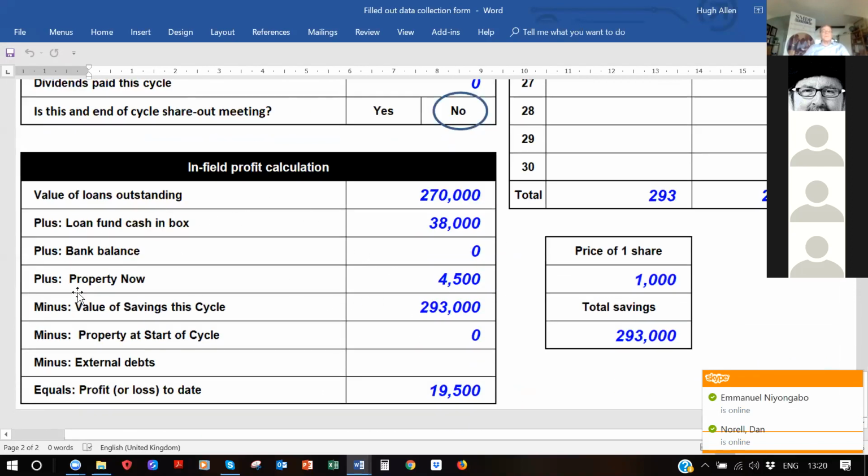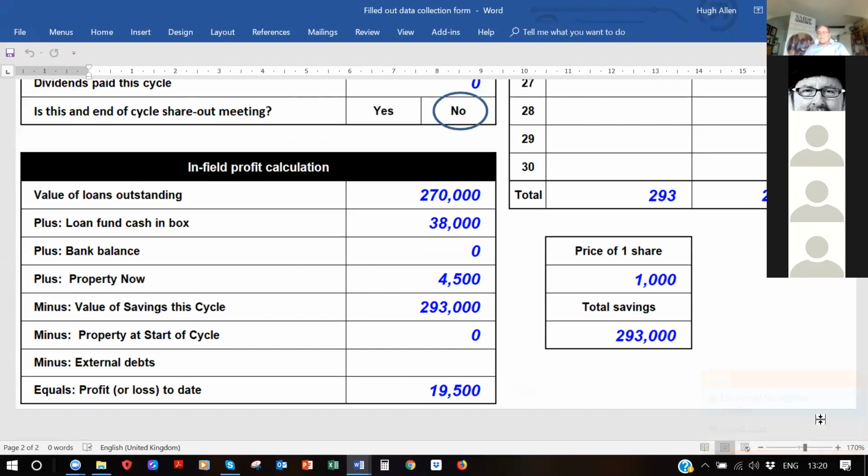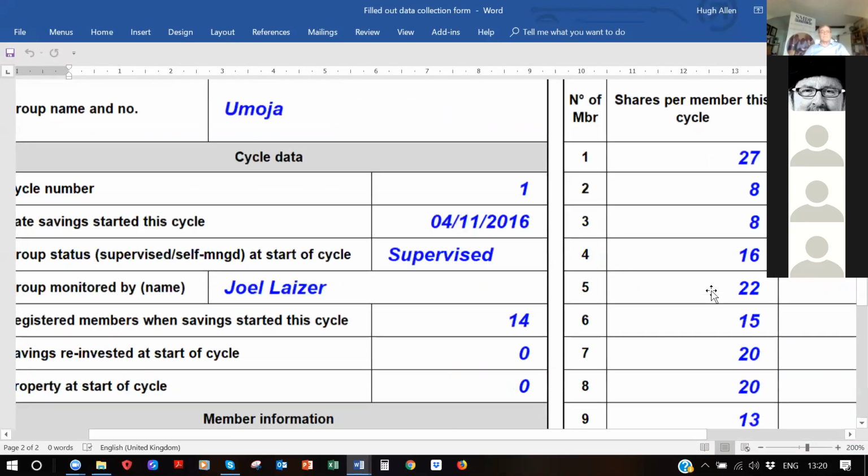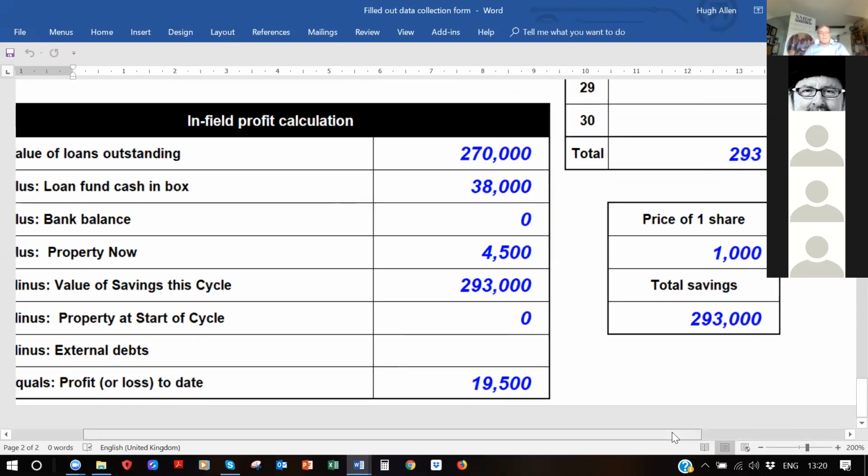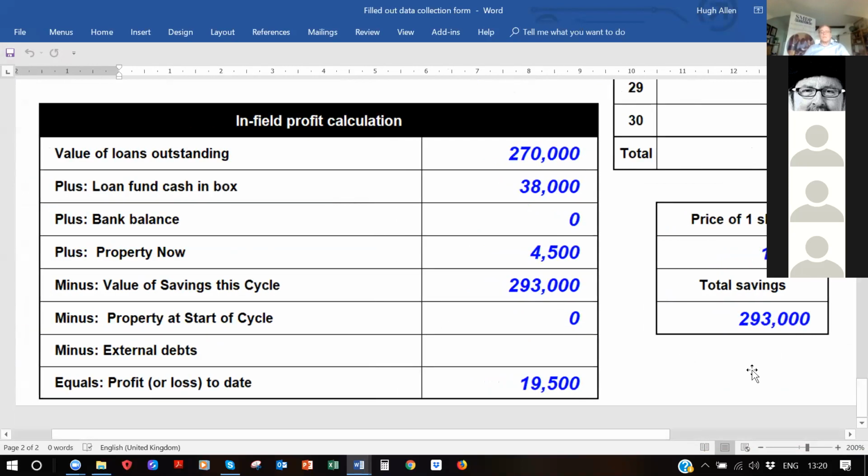Can somebody tell me what they think this table here is intended to do? Let me put it up on the screen properly. Why do we use this table and what does it do? Now, I told you in the last webinar that this was very important because what you're doing is you're not just collecting data from the group, you're giving something back. What are you giving back to the group?